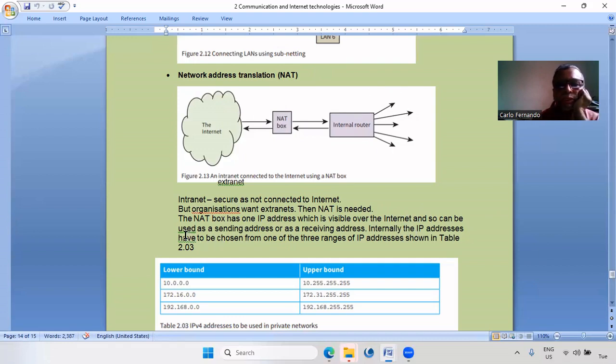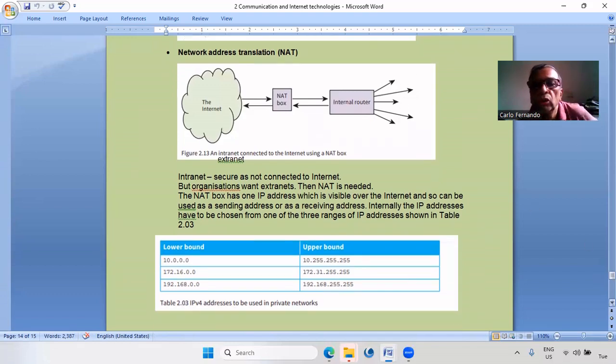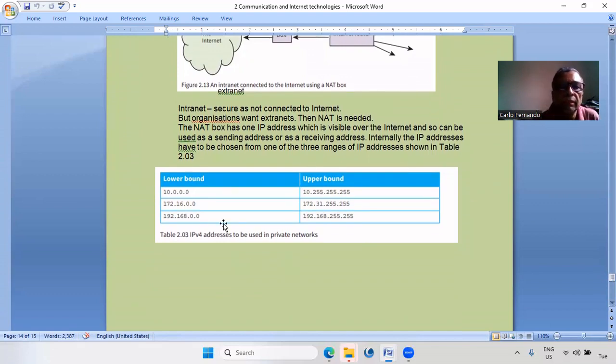Internally, the IP addresses are used as a sending address or as a receiving address. Internally, the IP addresses have to be chosen from one of the 3 ranges of IP addresses shown in table 2.03. So internally, you can have the same addresses which another network will use, but not this. This has to be unique, the IP address of this, but internally, they are given the chance to reuse according to this. Now, you may be already familiar with 192.168, that kind of thing. The upper bound is from here 0 to 255, this one 0 to 255, where you can't have more than 255 in a byte.